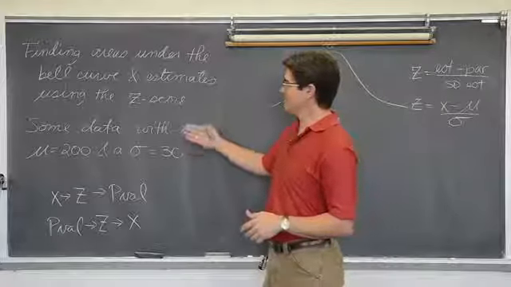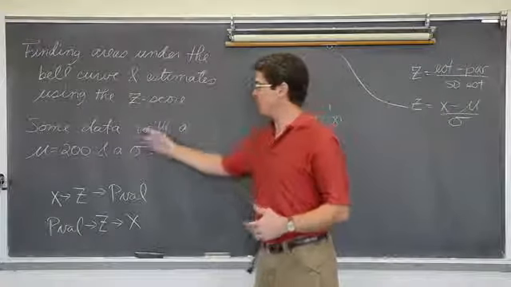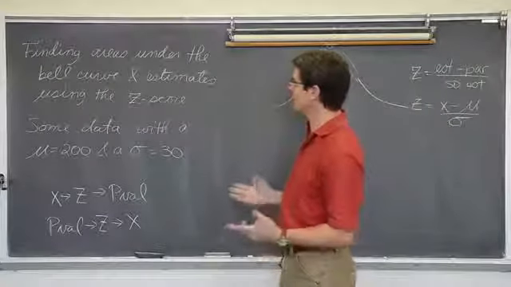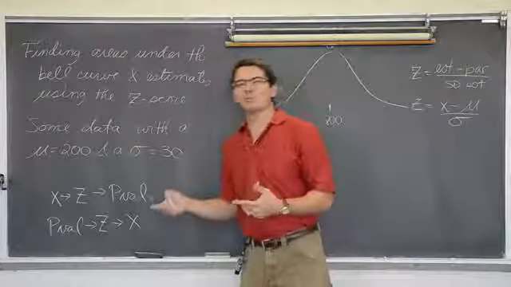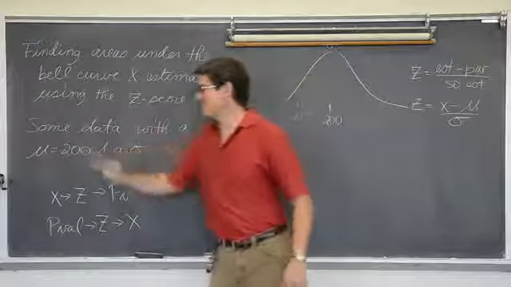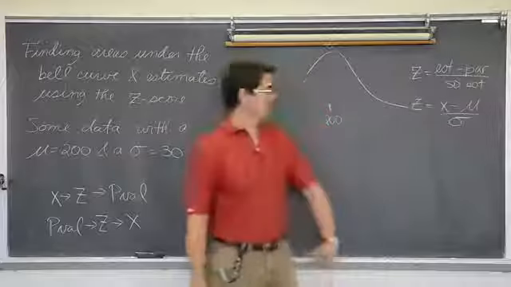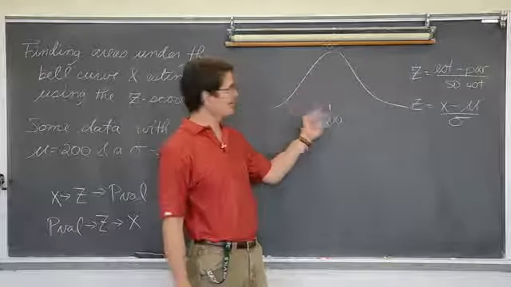Well, I'm going to give you some generic data. We have a normal distribution that has a mean of 200 and a standard deviation of 30. Voila! Bell curve, center at 200.